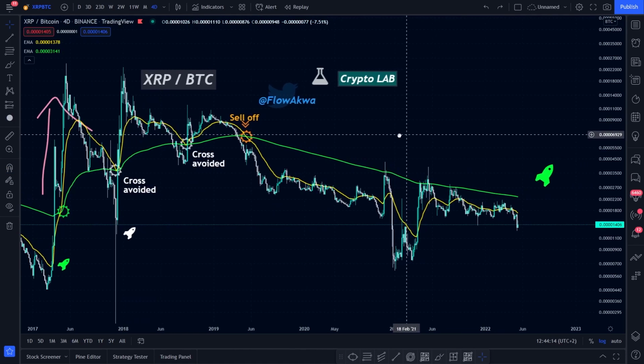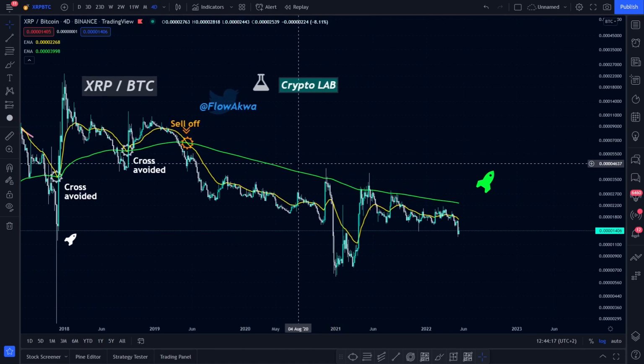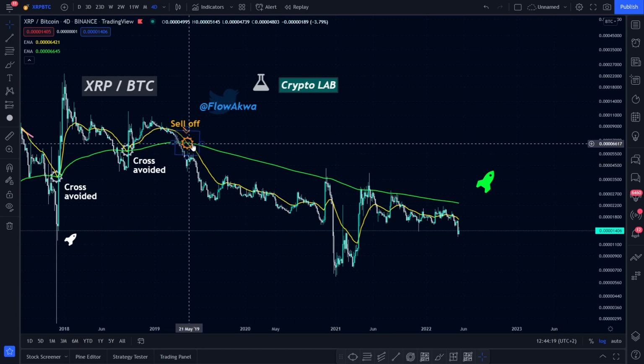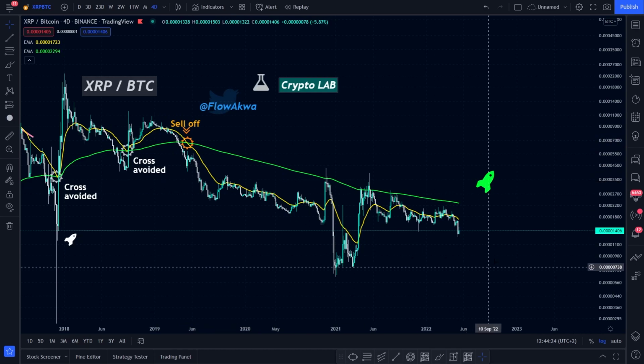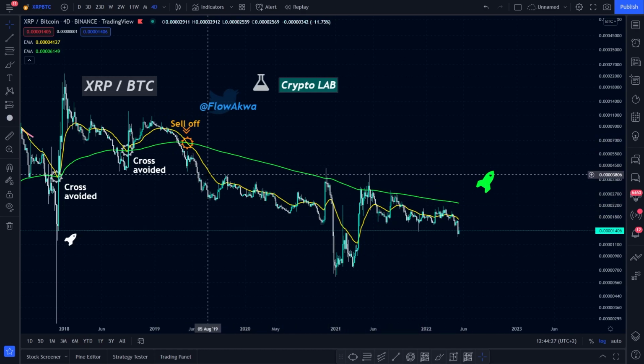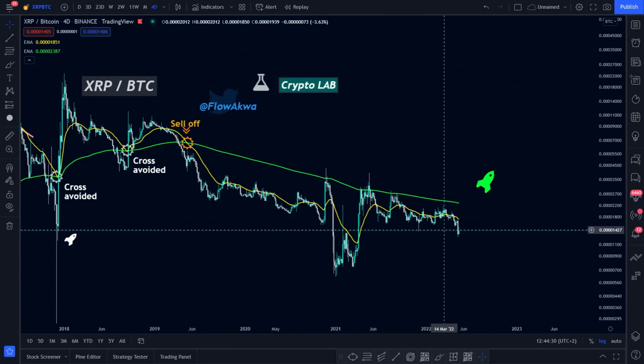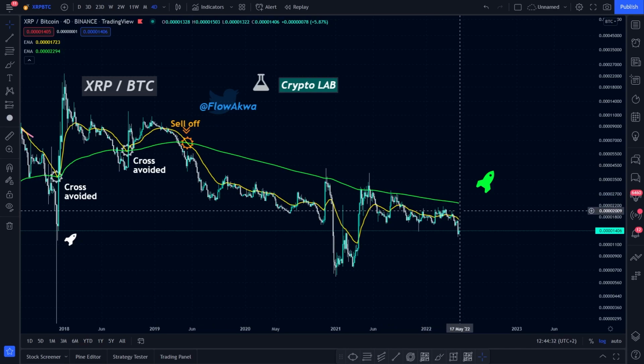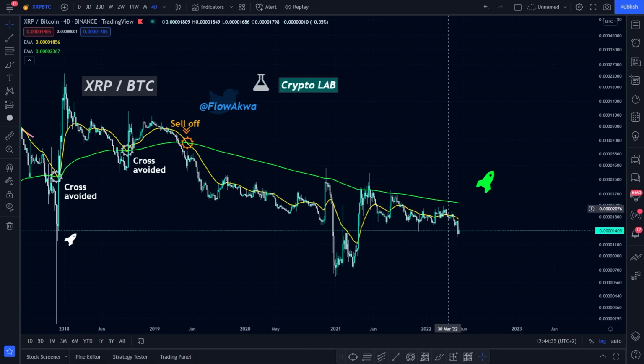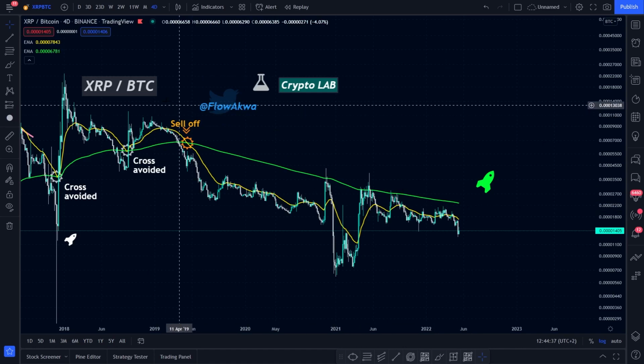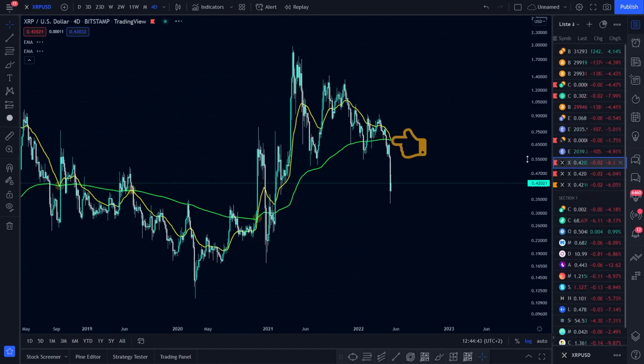And we've been waiting for the cross for a very long time, as you can see, because we have the sell-off just right here when the yellow line crossed the green line to the downside. It's been several years that we've been waiting for this cross between the yellow line and the green line. And we are still waiting. So I had the idea to use this analysis, but for the XRP to USD chart.